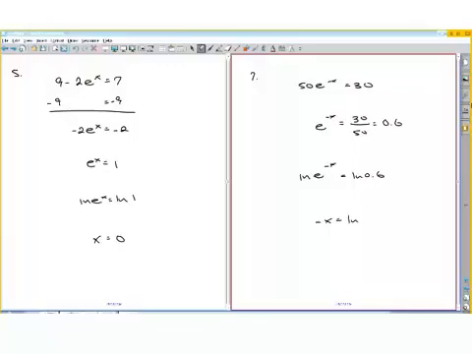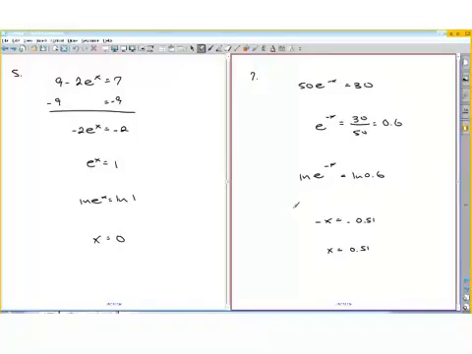So, the natural log of 0.6 is going to be a negative number because the natural log of anything between 0 and 1 is negative. So we get negative 0.51. So we divide by -1 or multiply by -1, and we get x is equal to 0.51.